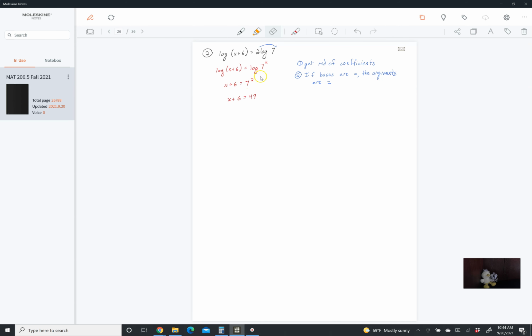Okay, and don't make yourself crazy. You can go straight from here to here. That would be okay. You can go straight from here to here. That would be okay with me as well. So you don't need to show the 7 squared step separately, but you need to show at least one of these steps so that it's not unclear what you did with this coefficient. Okay, and then if we just solve this, we can subtract 6 on both sides.